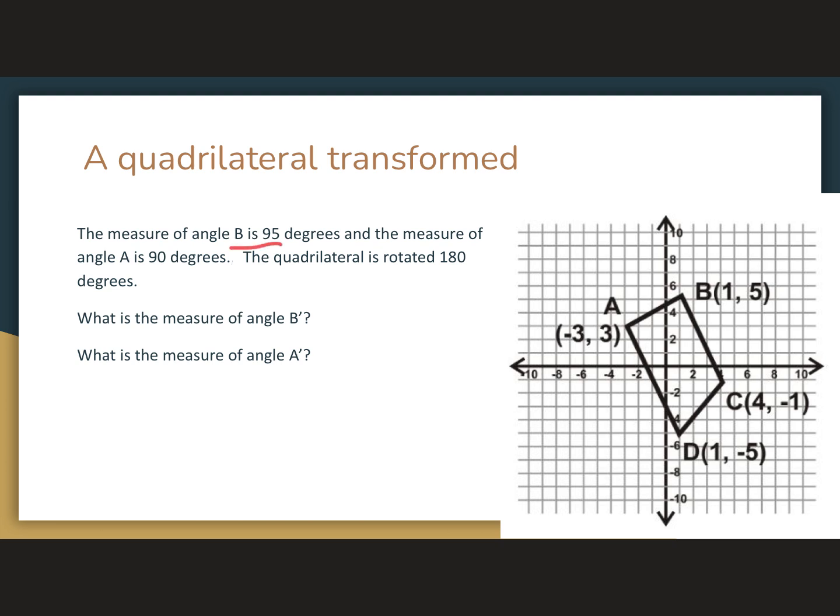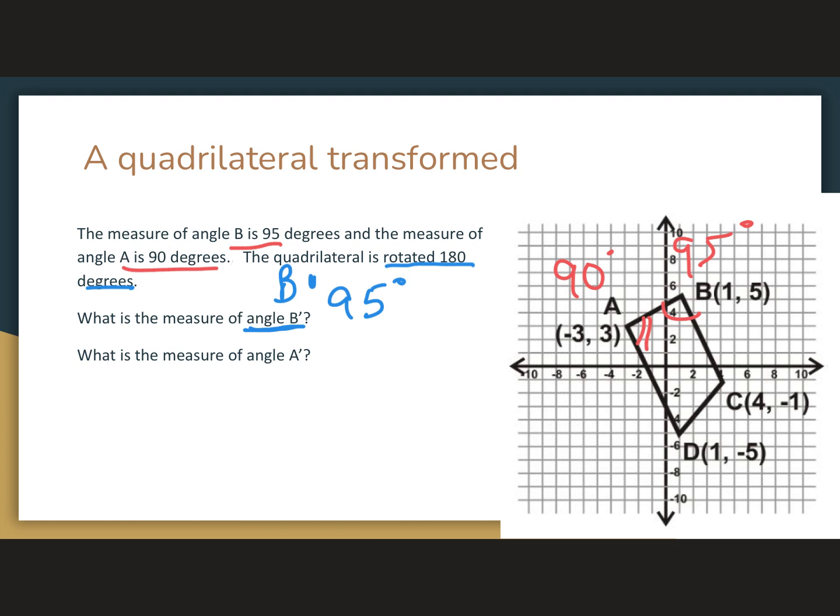angle B is 95 degrees. So that's this angle right here is 95 degrees. And I know that angle A is 90 degrees. So here's angle A. And it is 90 degrees. And then the quadrilateral was rotated 180 degrees. What is the measure of angle B prime? Remember the prime there, that little apostrophe symbol? Just means the point B after it is rotated. So I know that I'm making congruent images. That means angle B is still going to be 95 degrees.